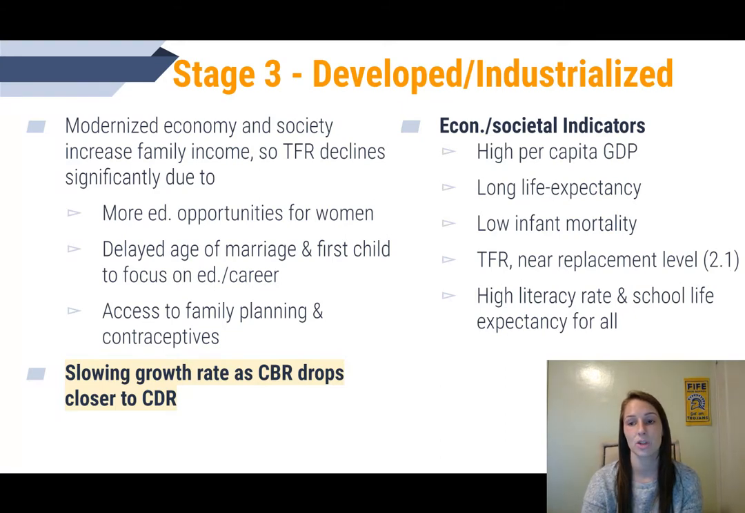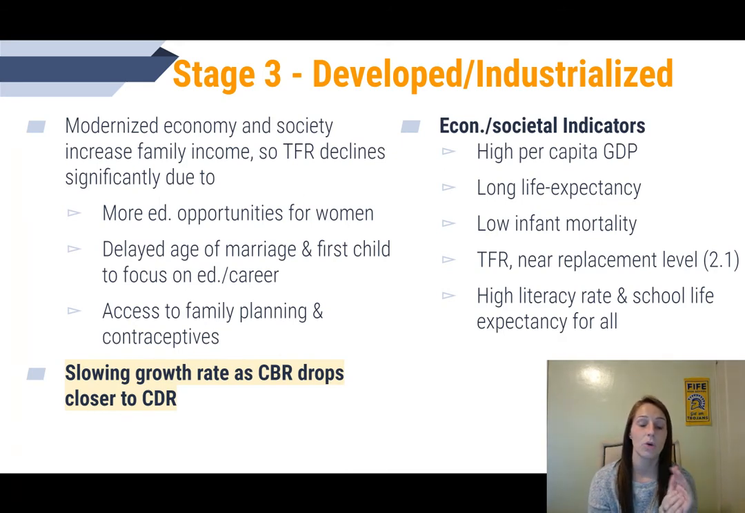Now we have stage three. This is going to be where the majority of the world is right now. It's going to be those yellow colored countries that we saw on the map a few slides ago. And this is where we're starting to have a modernized economy, and society is going to have increased family income.